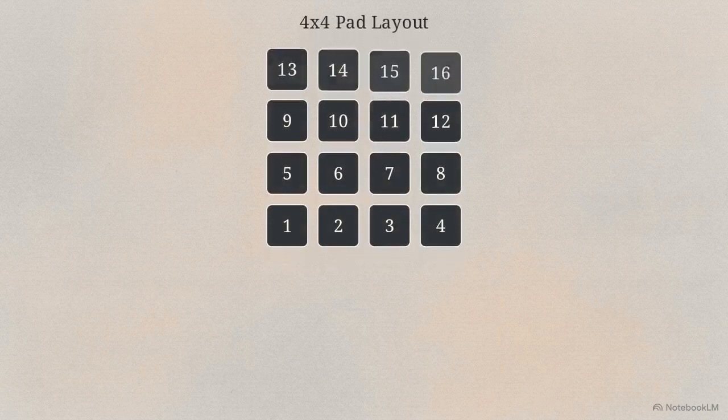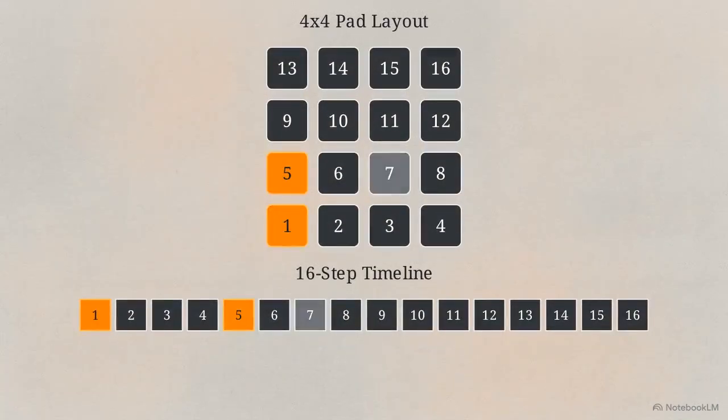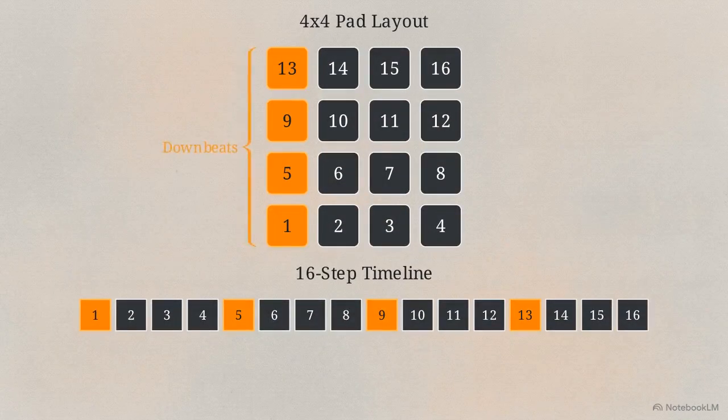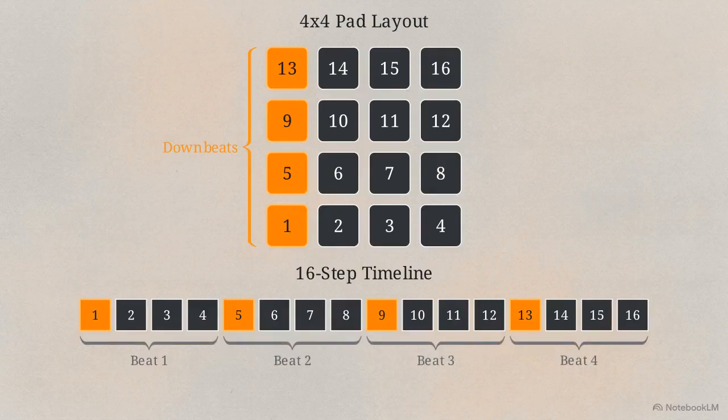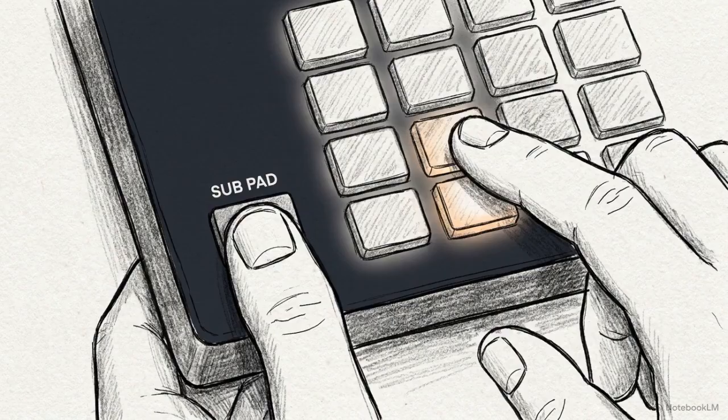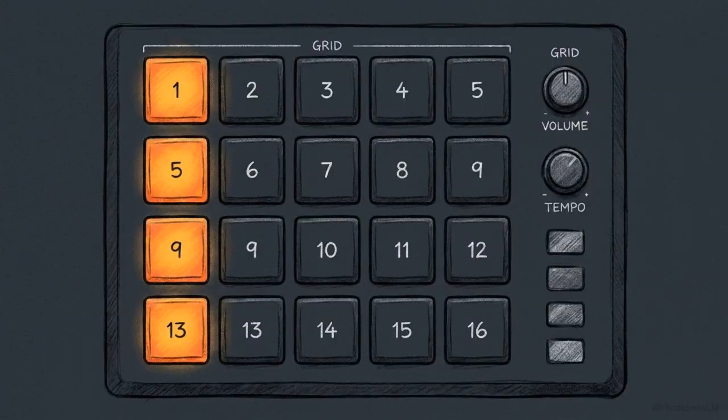As this diagram illustrates, TR-REC mode maps your 16 pads onto a classic linear 16-step grid. Hold down the sub-pad to select your kick drum sample. Then tap pads 1, 5, 9, and 13 to lock those kicks precisely onto the downbeats of the sequence.